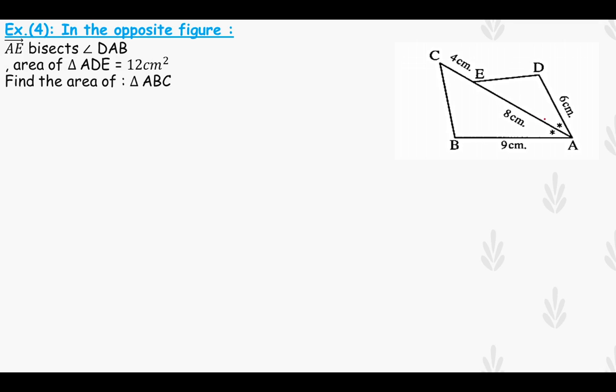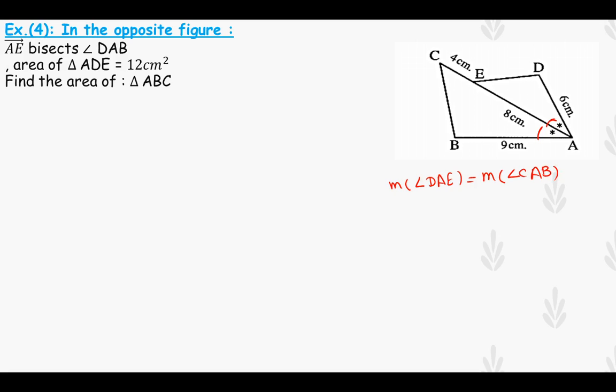Here, you can see that the measure of angle DAE equals the measure of angle CAB. So you have angle equal angle.